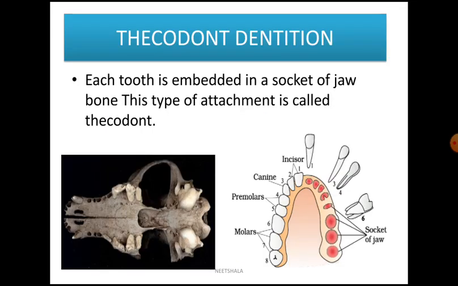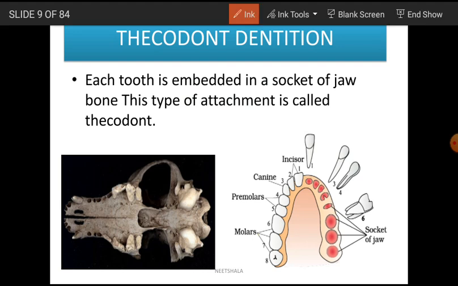So let us start with the first one. First one is the thecodont dentition. Now what is the meaning of thecodont dentition? Thecodont, I can divide this word into two. The first one is theca and the second one is dont. So what is this theca? The socket of the jawbone where each tooth is embedded is known as the theca. So the tooth is embedded in a socket of jawbone, and this socket that you can see over here is known as the theca. So this type of attachment, jahan ek teeth sockets mein bhara hua hai, usko hum bolenge thecodont dentition. So thecodont dentition means each tooth is embedded in a socket of jawbone, which is also known as theca.